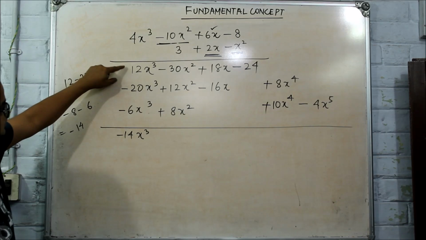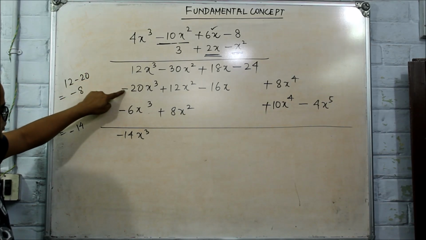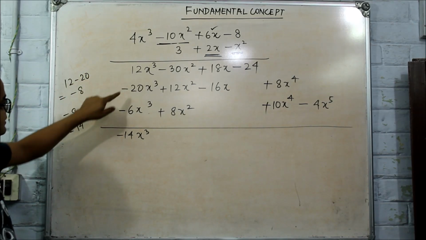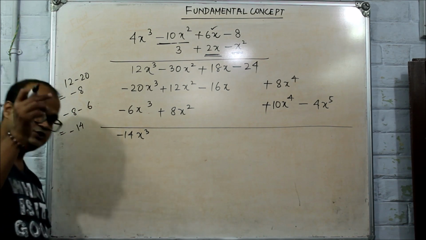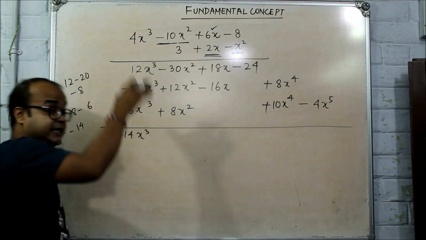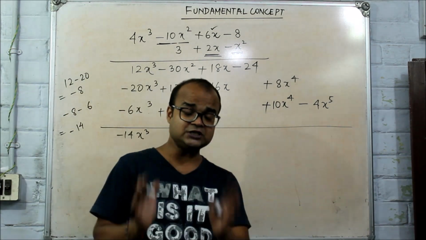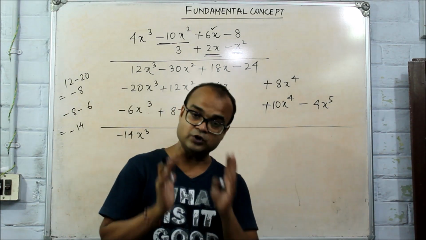Clear? 12 minus 20, it is equal to minus 8. Minus 8 minus 6, it is equal to minus 14. Actually, since you are writing the like terms one after another, so just simplify their numerical coefficient.